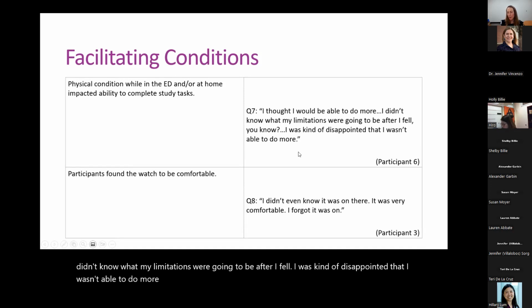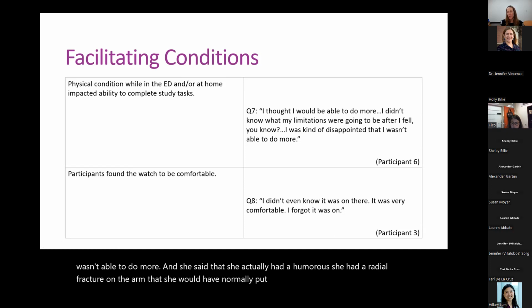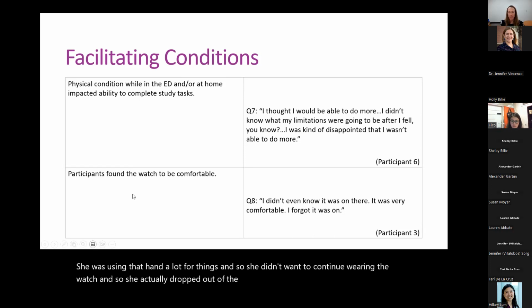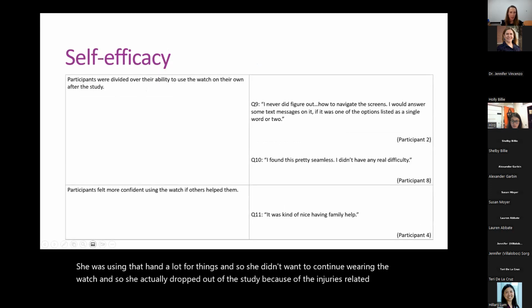And she said that she had a radial fracture on the arm that she would have normally put the watch on. And then she had the watch on the other hand, but she was using that hand a lot for things. And so she didn't want to continue wearing the watch. And so she actually dropped out of the study because of the injuries related to the fall.